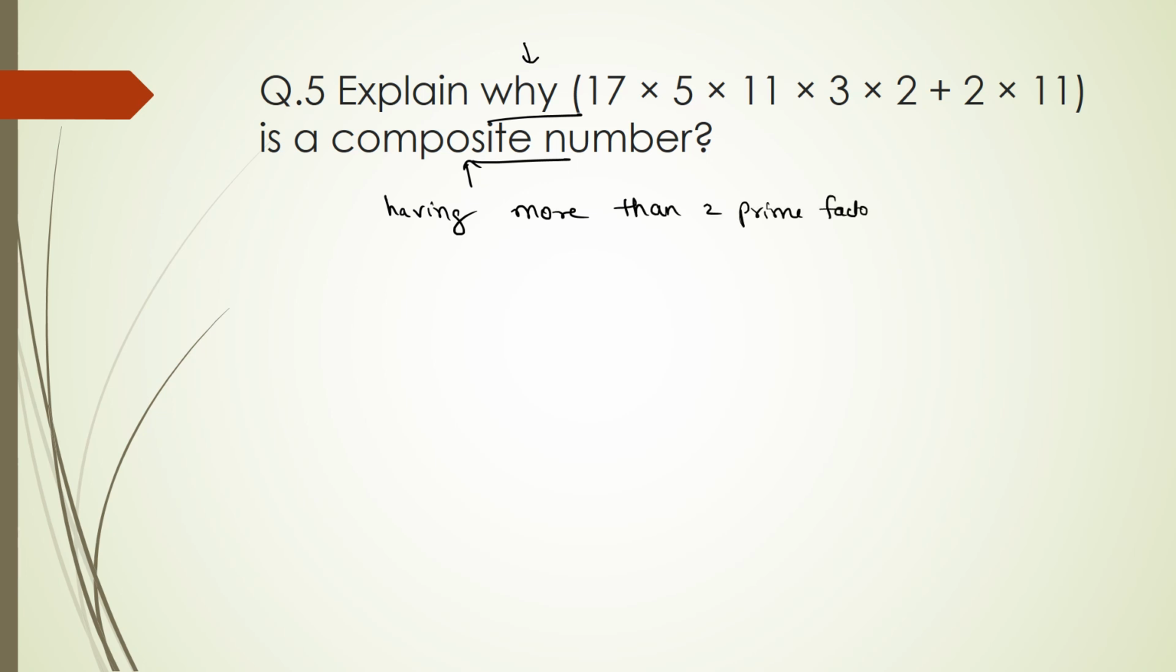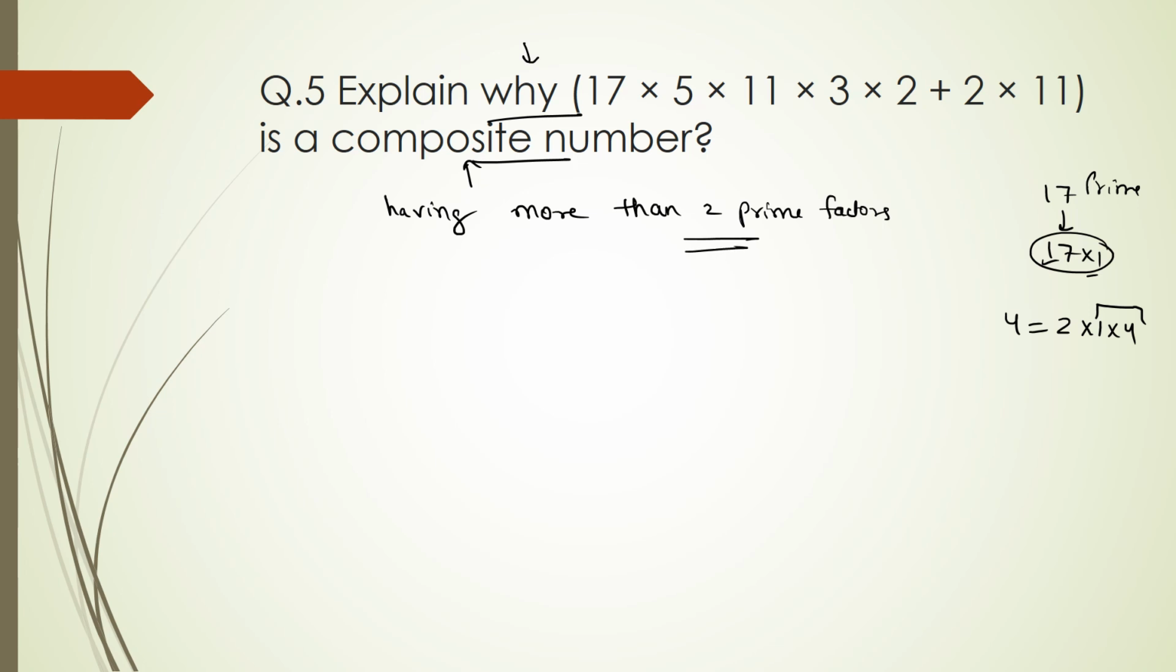For example, if I say 17, it is 17 into 1. We have only two factors, 17 and 1. Though 1 cannot be considered prime or composite, we have only these two factors, so that means it is prime. But when I say 4, I can split it into 2 into 2, and 1 into 4. So we can see that it has more than two factors, so that means it is composite.